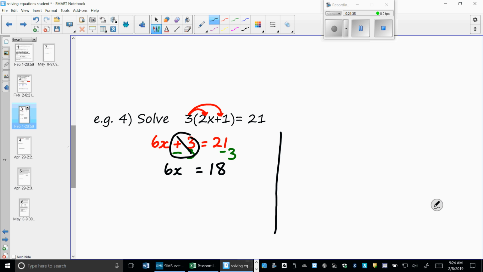Okay. And then our final step is to do what? Because we've got 6x. Why does it equal 18? How do we figure it out? Because we have 21 take away 3. We have to divide by 6. Good girl. And that means that my 6's disappear. So x equals 3. Awesome. Great work.